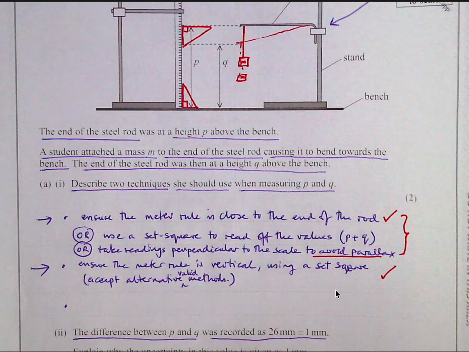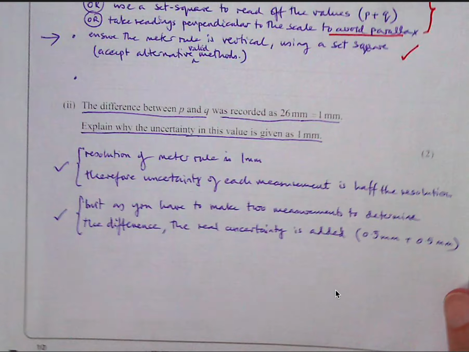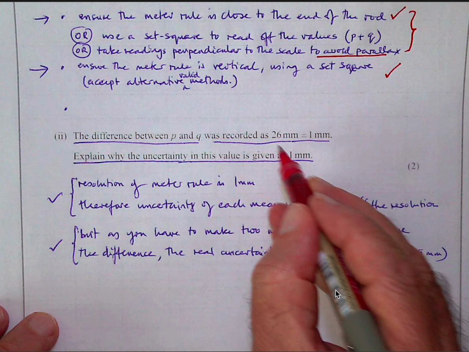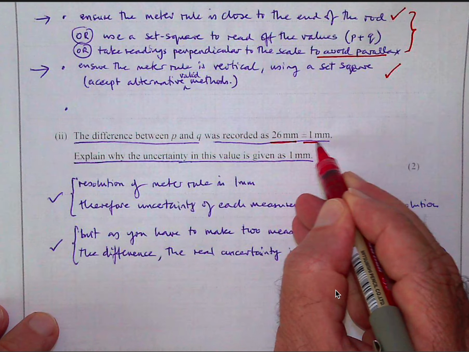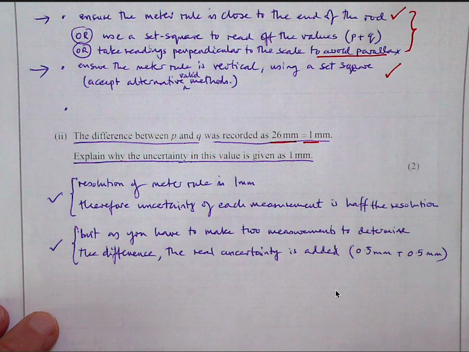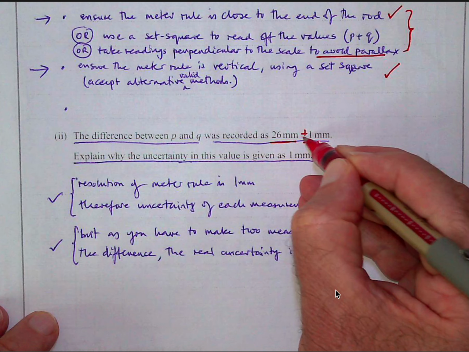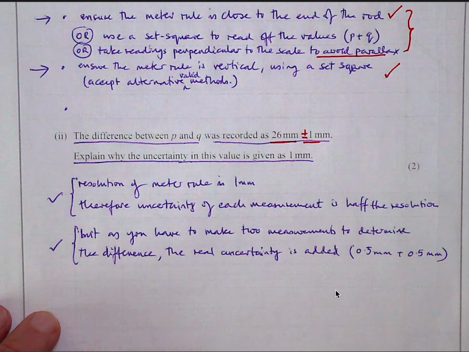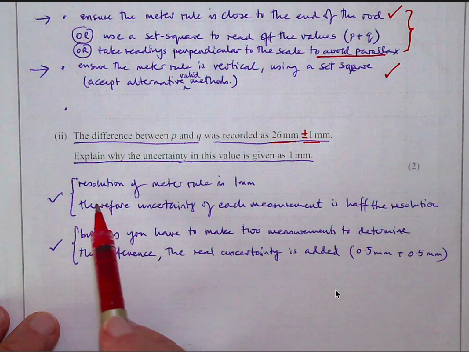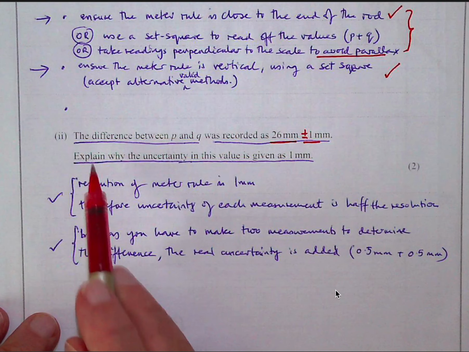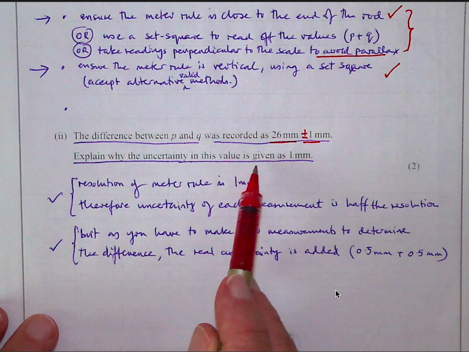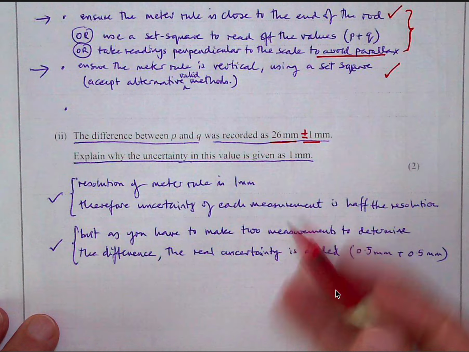And then the difference between P and Q was recorded as being 26 millimeters plus or minus 1 millimeter. So that's the uncertainty. That says plus or minus. Again, the font isn't that clear with the photocopier I used. So, explain why the uncertainty in this value was given to be 1 millimeter.